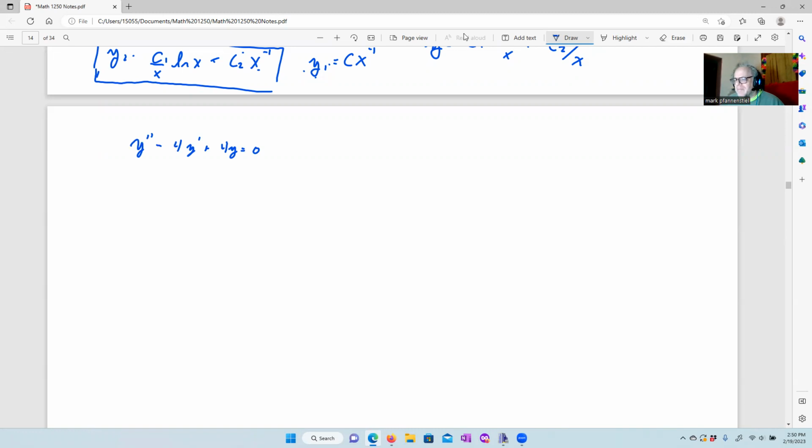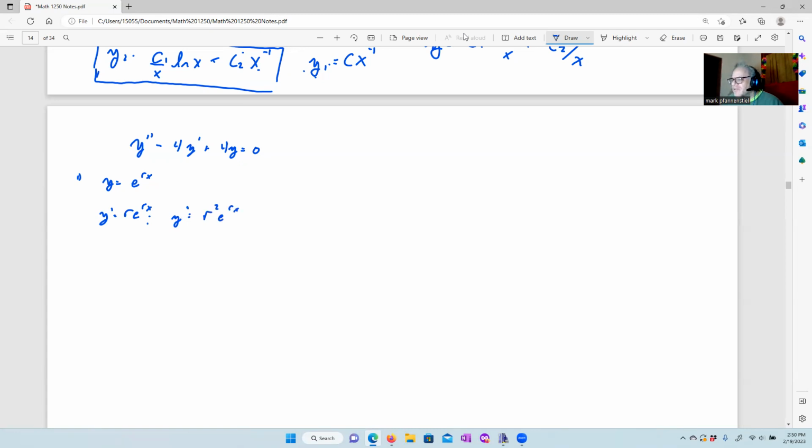So the first step here is to generate our characteristic polynomial. We let y equal e to the rx. That's our first step. And then we're going to take a couple of derivatives. So y prime is equal to re to the rx, and y double prime is equal to r squared e to the rx.